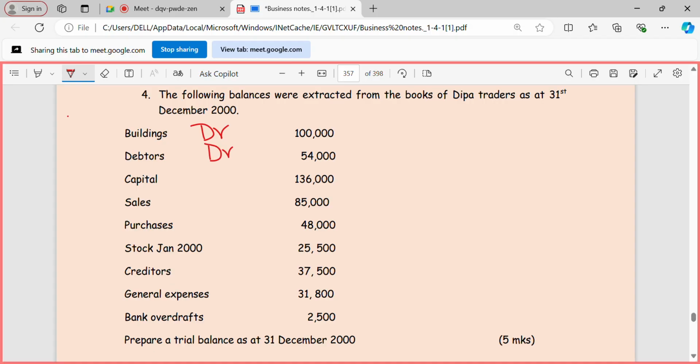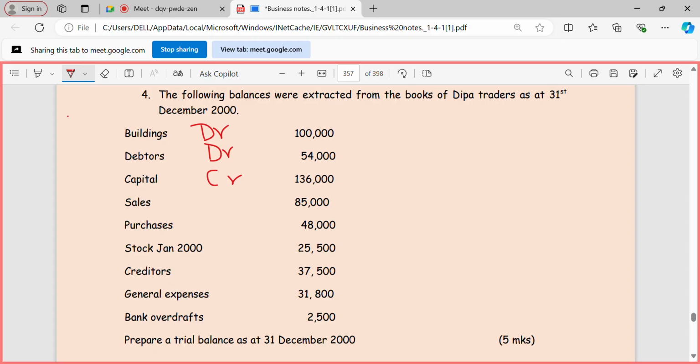Okay, number 4. So, we want to do this question. The following balances are extracted from the books of Deeper Traders as at 31st December 2000. Okay?